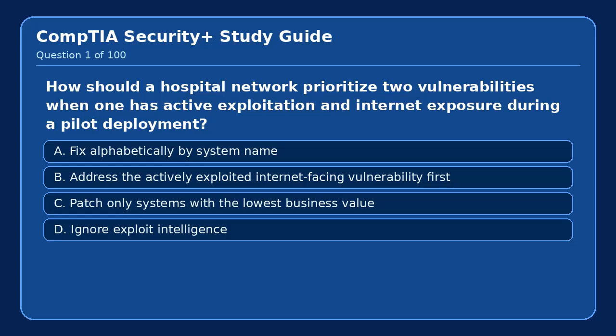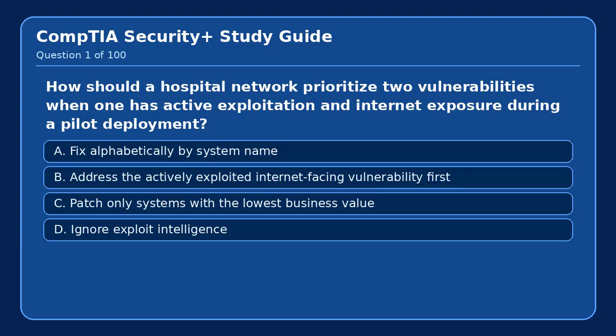Question 1. How should a hospital network prioritize two vulnerabilities when one has active exploitation and internet exposure during a pilot deployment? A. Fix alphabetically by system name. B. Address the actively exploited internet-facing vulnerability first. C. Patch only systems with the lowest business value. D. Ignore exploit intelligence. Take a moment to choose your answer.